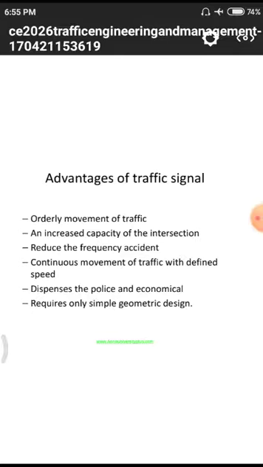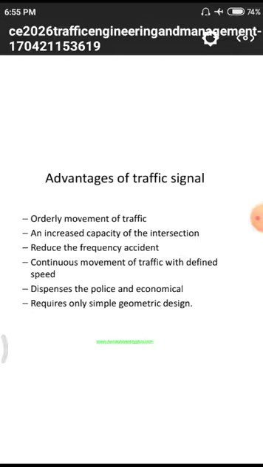Next one, continuous movement of traffic with defined speed. Continuous movement means there is continuity in the movement of the vehicles with a defined speed. At the particular cross sections we have some quantity of time lapse, which means all the vehicles have to wait for a few minutes, maybe 2 minutes or 1.5 minutes, depending upon the quantity of vehicles and the capacity of the road, so that all the vehicles know how much time they have to wait, so that there may be a defined speed.